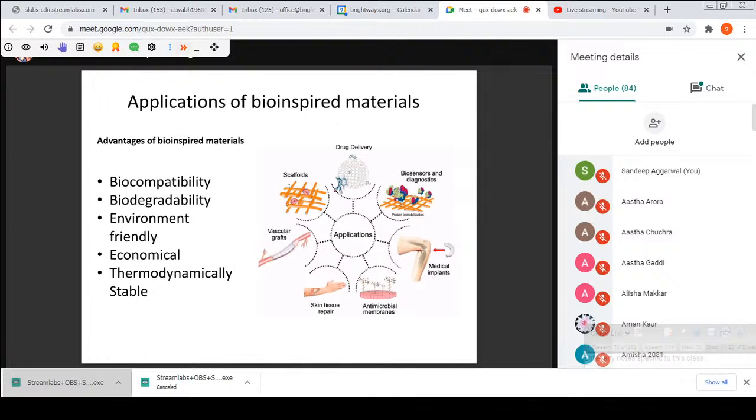The important point is that these bio-inspired materials are biocompatible. That is, they are actually part of the body and they get assembled into the body quite easily. Then they are biodegradable. They can be easily degraded in the environmental system and don't cause any environmental problems, so they are environmentally friendly also. They are economical because generally we get them easily from nature itself. And of course, as a chemist, it is very important for them to be thermodynamically stable, and they have been found to be quite thermodynamically stable.